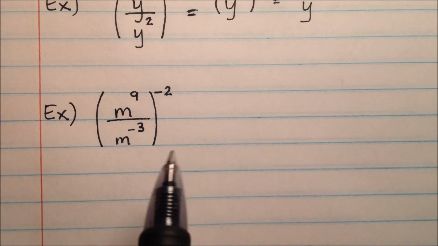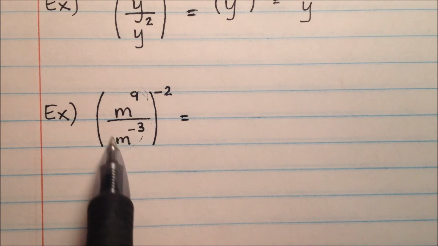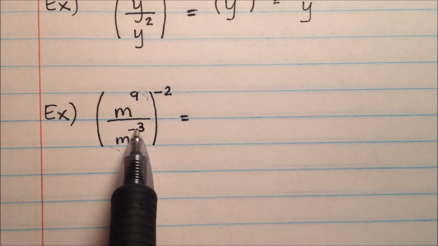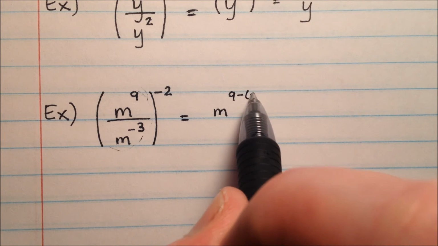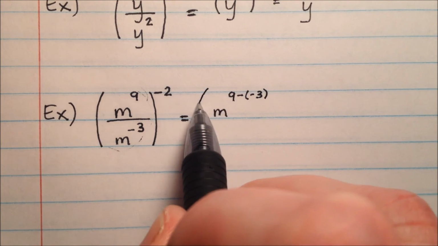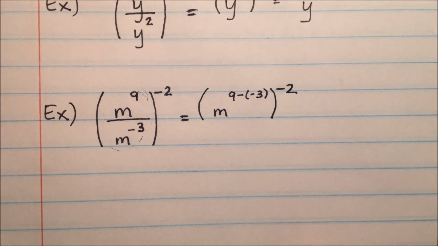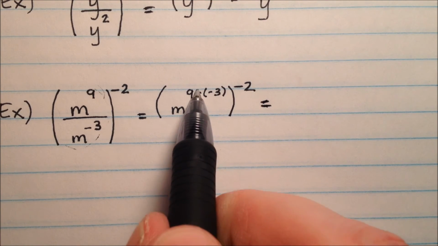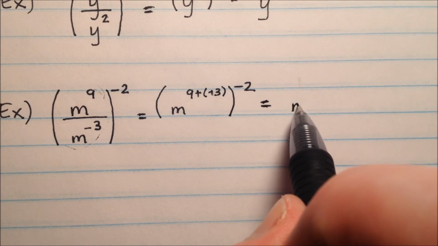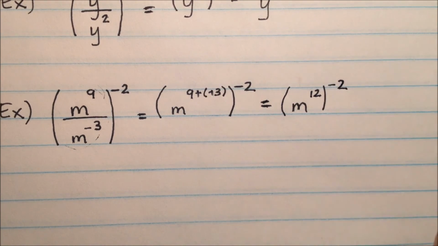One more example, kind of the same thing as the last one. We're going to use the quotient rule here and say 9 minus a negative 3. So let me write that all out. 9 minus a negative 3, and that whole thing will be raised to the power of negative 2. Continuing on, 9 minus a negative 3 will be m to the 12th, all raised to the power of negative 2.